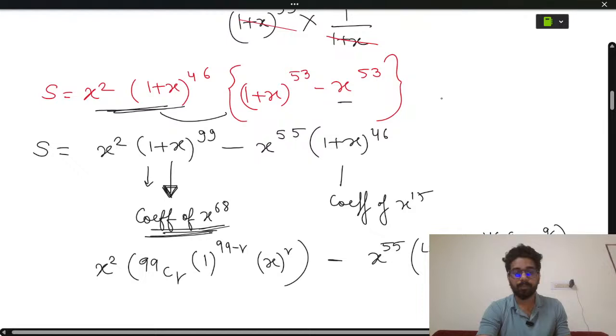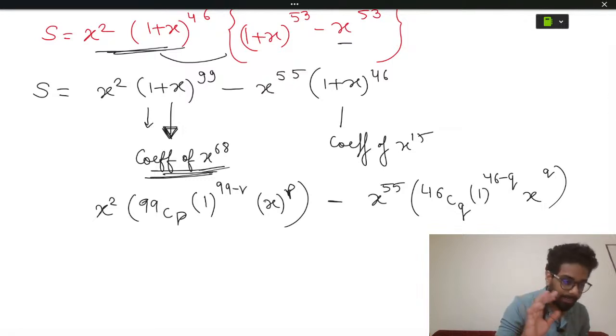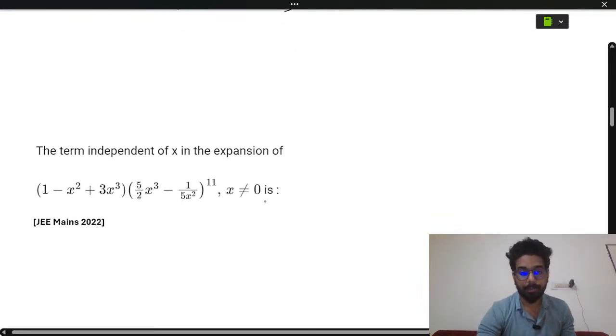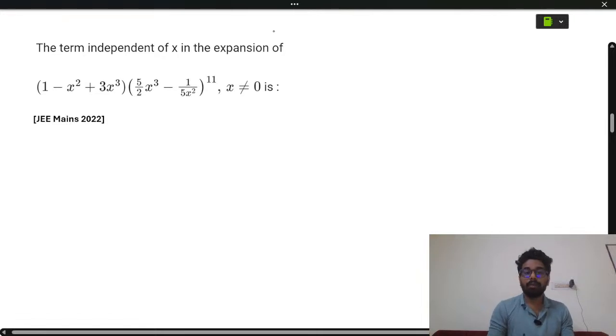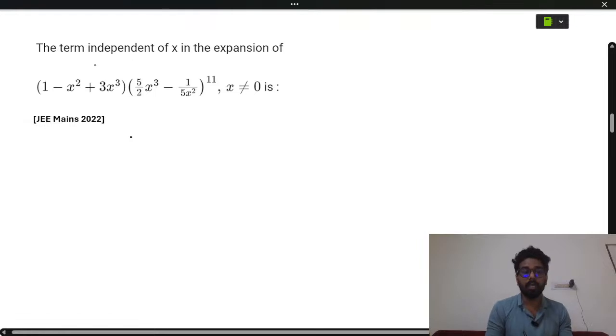This is P, this is Q. So you can replace this is P. So find out the value of P and Q. I have already given the detailed discussion on it. Now, the another variety that they would ask is coefficient of expansion. Sorry, term independent of x.